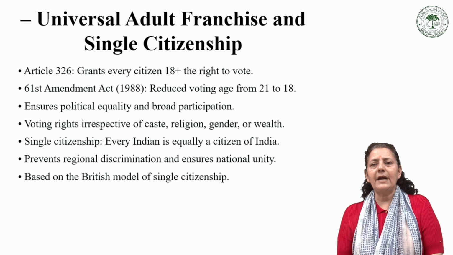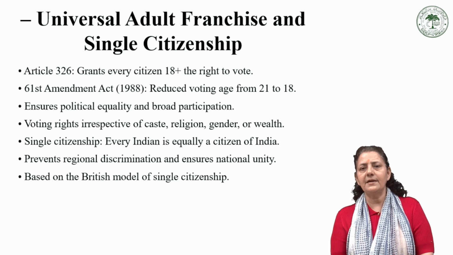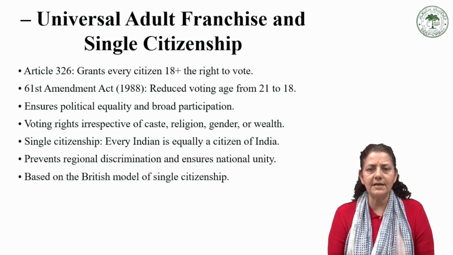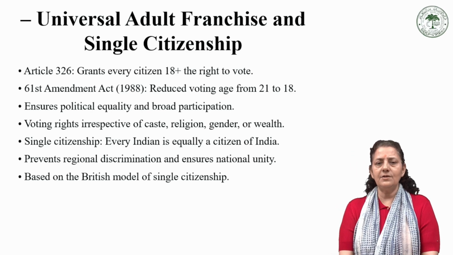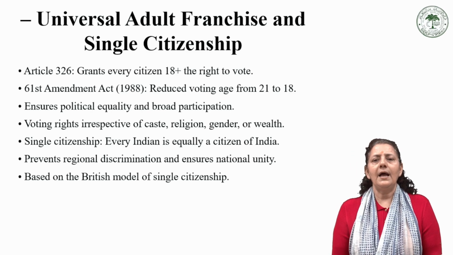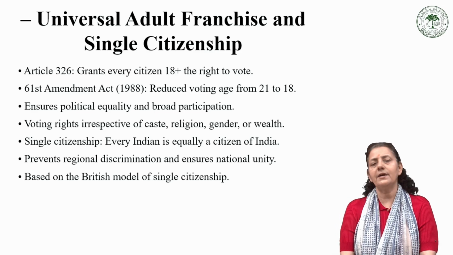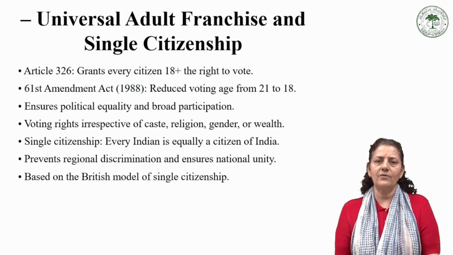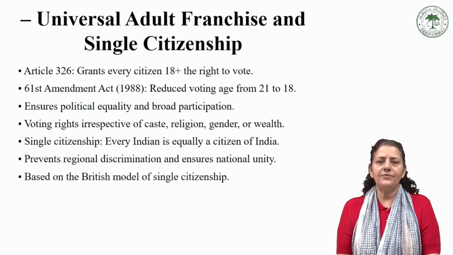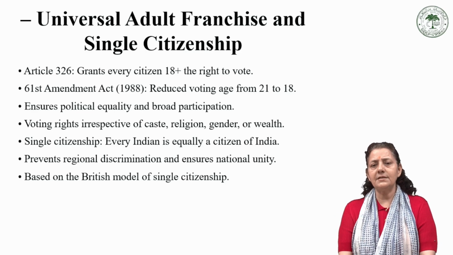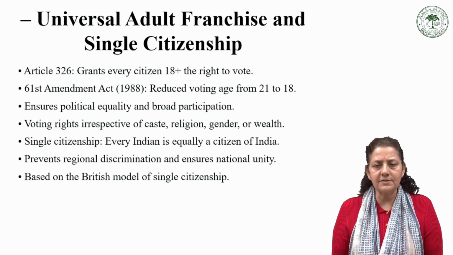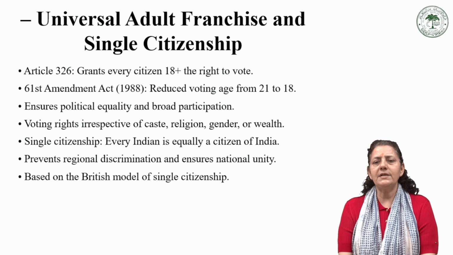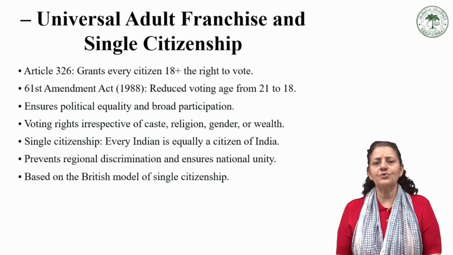The Constitution grants universal adult franchise, making democracy truly inclusive. Article 326 provides that every citizen aged 18 or above can vote in Lok Sabha and state assembly elections without any discrimination on the basis of caste, creed, sex, religion, or wealth. The 61st Amendment Act of 1988 reduced the voting age from 21 to 18. This principle ensures political equality and empowers citizens to shape their government.